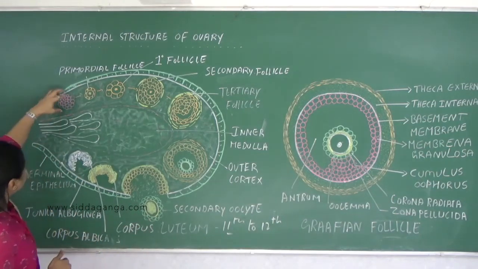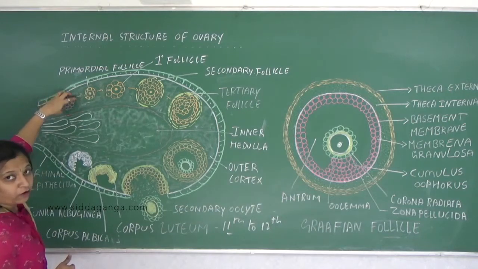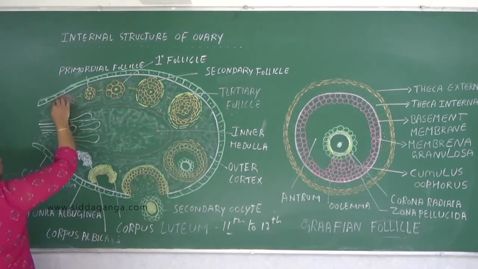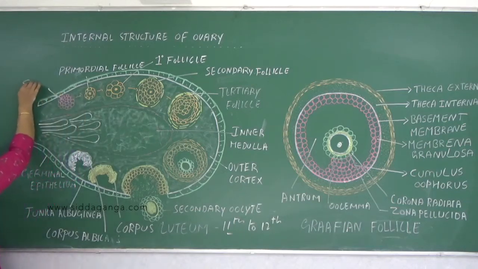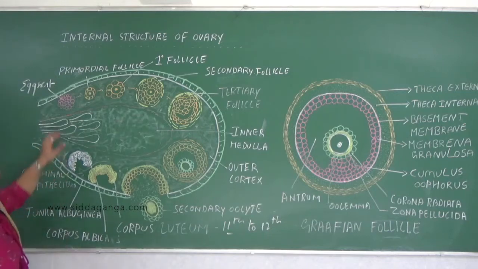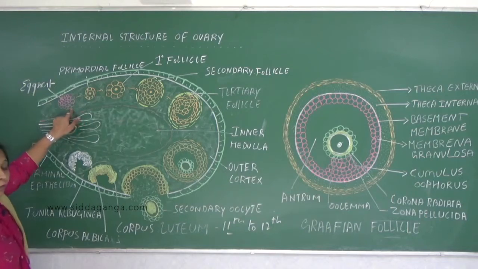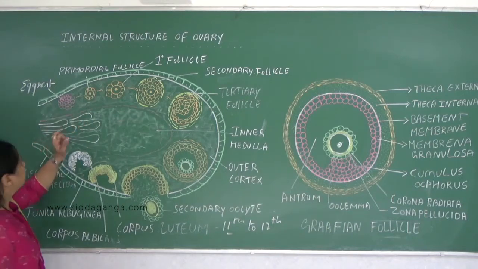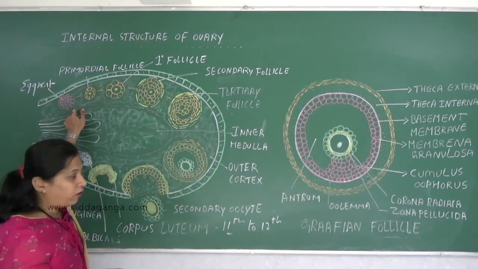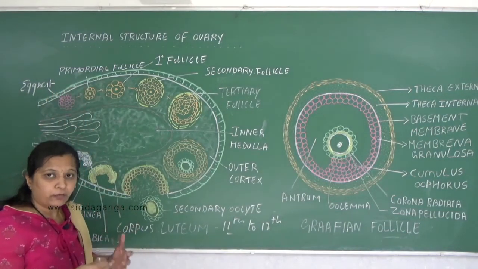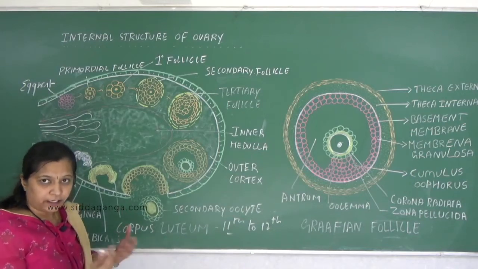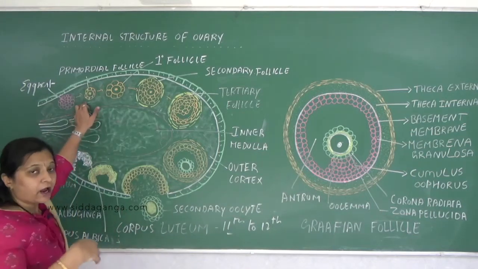Okay, so once the oogonia form, they migrate to the cortex, and this mass of oogonia is called as what? Egg nest. It is called as egg nest. So here, once the oogonium forms, it starts accumulating nutrient material and it grows and enlarges, increasing in size.